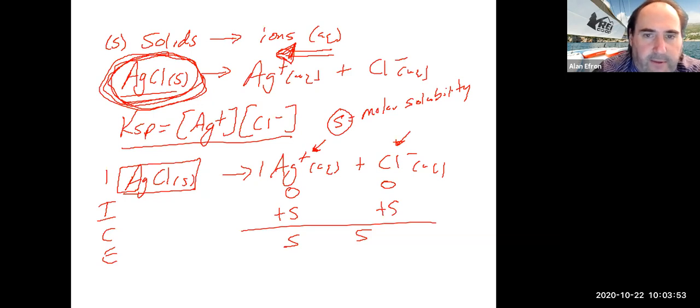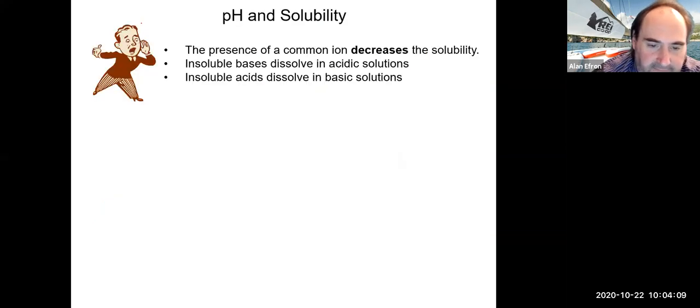Okay, so we talked about common ions, which is where we left off, in terms of affecting solubility. Another important aspect of things that can affect solubility is actually pH. And the pH of a solution can have a pretty good effect on the solubility.